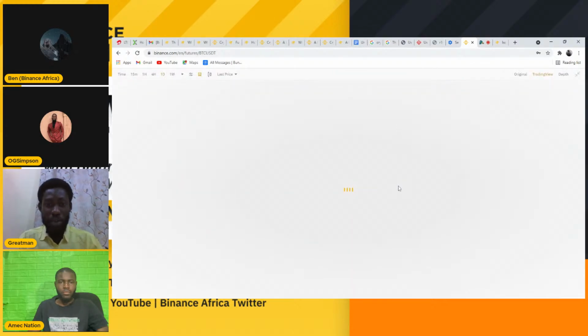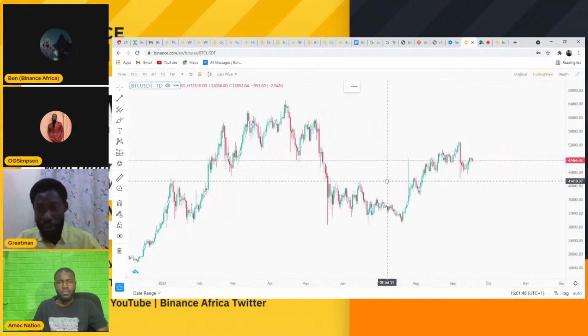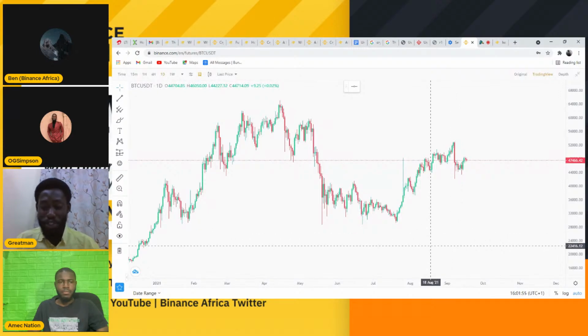So basically, what is support and resistance? Support is a level at which the price of a crypto asset tends to find demand pressure strong enough to stop or reverse the price from falling. Let's say, for example, Bitcoin is falling and it gets to a particular level and reverses. It has actually gotten to a support level.